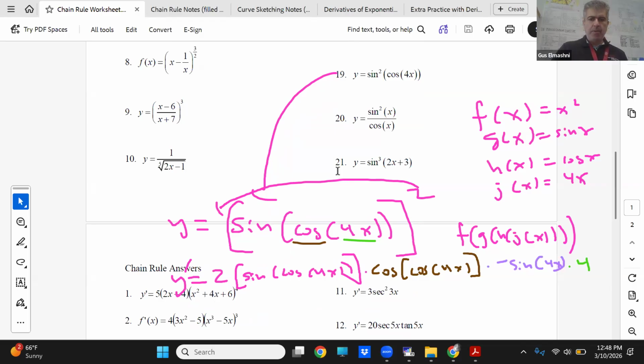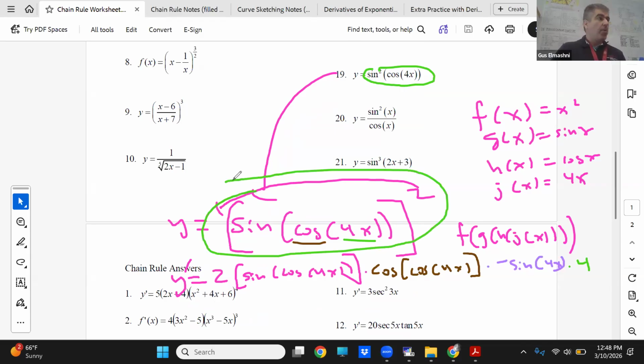Wait, the sine squared? Wait, what? No, it is. No, this right here. We have this right here. It's the same thing as this. The whole thing is squared. It is. Yeah, it's a notation thing. The whole thing is squared. And that's okay if you're confused about that because you haven't really seen that notation, but the whole thing is squared. Yeah, so that's a triple chain.